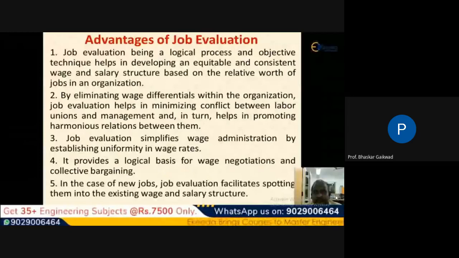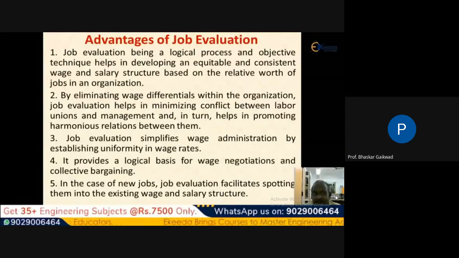Then of course you can eliminate the wage differentials, which will help in minimizing the conflict between the laborers, unions, managements, etc. So nobody is going to say, I have been paid with less salary or more salary, because you have a standard methodology of evaluating the job. Once you've done it, it is very easy for wage administration people to just fix the job, because your wages are known now. So it simplifies the job of the wage administration.